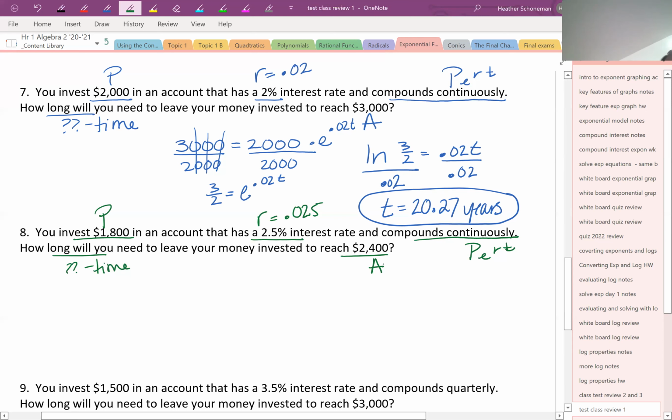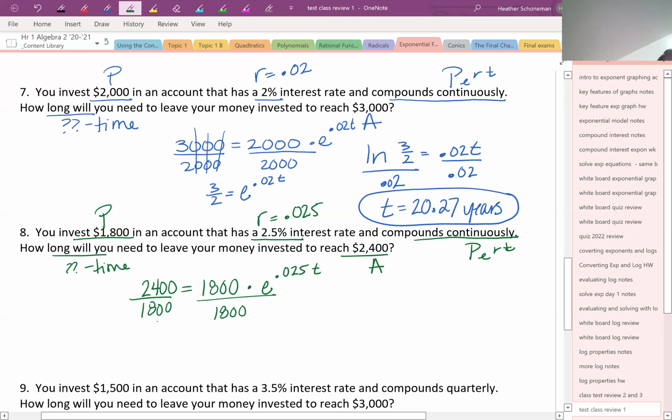So let's plug it in and see what we can do. Okay, so we are going to end with 2,400 equals, we're starting with 1,800 times E raised to the rate 0.025 times time. So let's do just what we did over here. We're going to divide by 1,800.